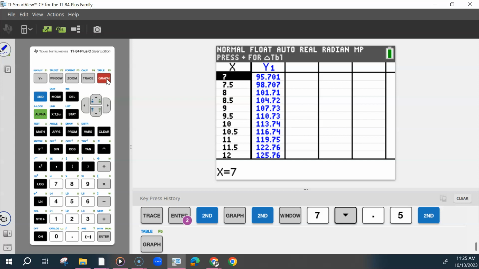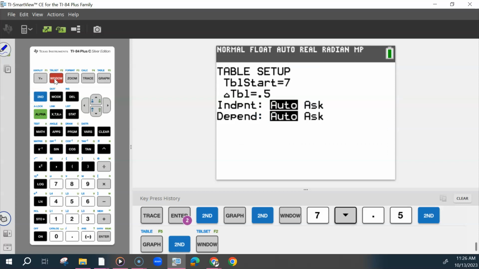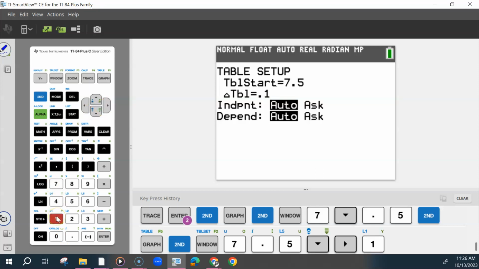So again, we could still just say 8. If we wanted to find the exact tenth, we could keep going. So I'm going to do it again. Go back to 2nd window. I'm going to start this at 7.5 now and change this to 0.1. So change it to 7.5, change what you're counting by to 0.1, and go back into the table. 2nd graph.